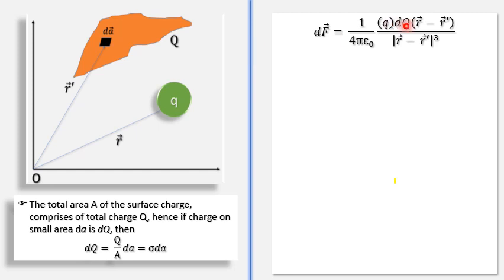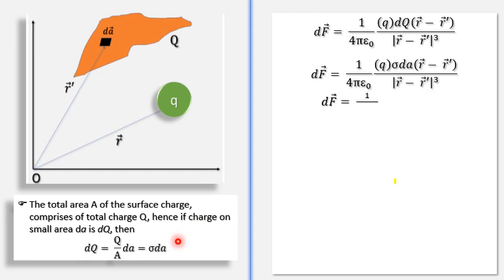Again, I would like to highlight that r you should consider first because we want the force on point charge q, so its position vector will come first. Now substitute the dq value. What is dq for now? It is sigma dA. So after substituting, this is what we have, and I'll rearrange the terms.